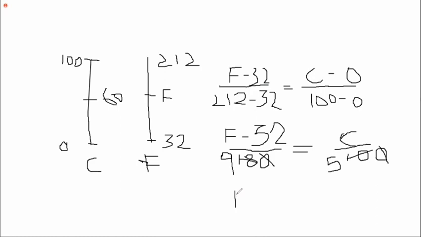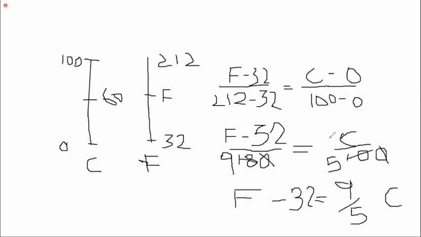Now you can see F minus 32 equals 9 by 5 into C. If you know a particular value, if you give the F, then you can calculate the C. If you know the value C, then you can calculate the F. Now it's F equals 9 by 5 into C plus 32.